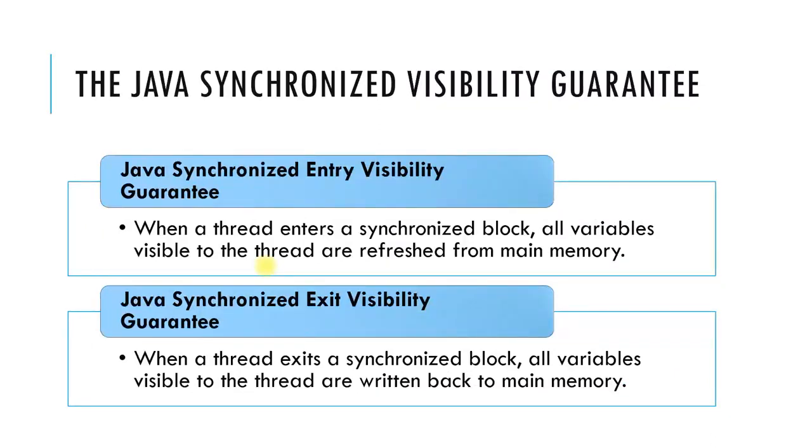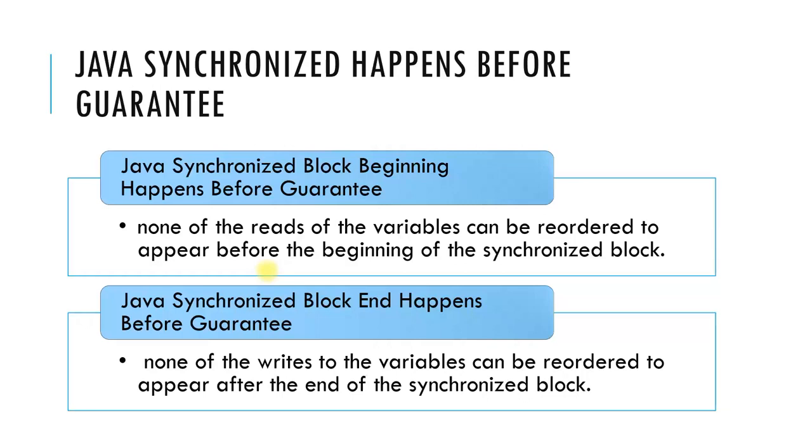So, the happens-before visibility guarantee of synchronized: when a thread enters a synchronized block, all the variables visible to the thread are refreshed from main memory. And the exit visibility guarantee is that when a thread exits a synchronized block, all variables visible to the thread are written back into main memory. Also, the happens-before guarantee: the beginning of a Java synchronized block means that none of the reads of the variables can be reordered to appear before the beginning of the synchronized block. None of the writes to the variables can be reordered to appear after the end of the synchronized block.